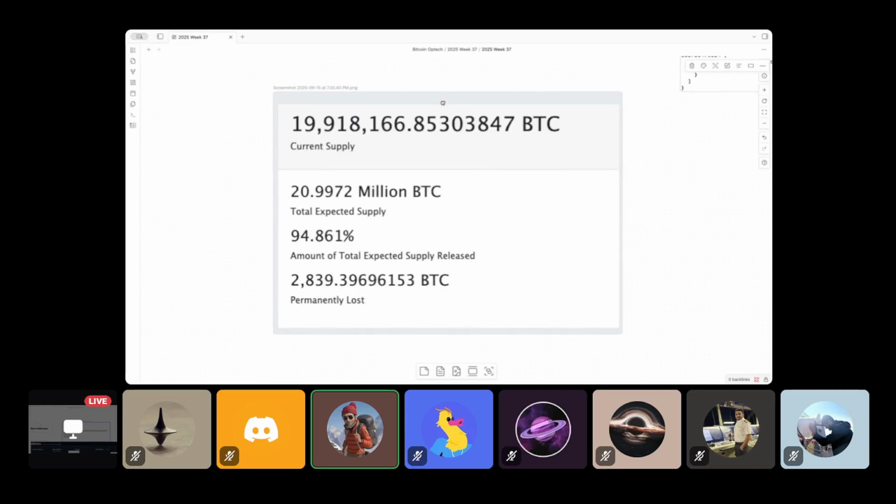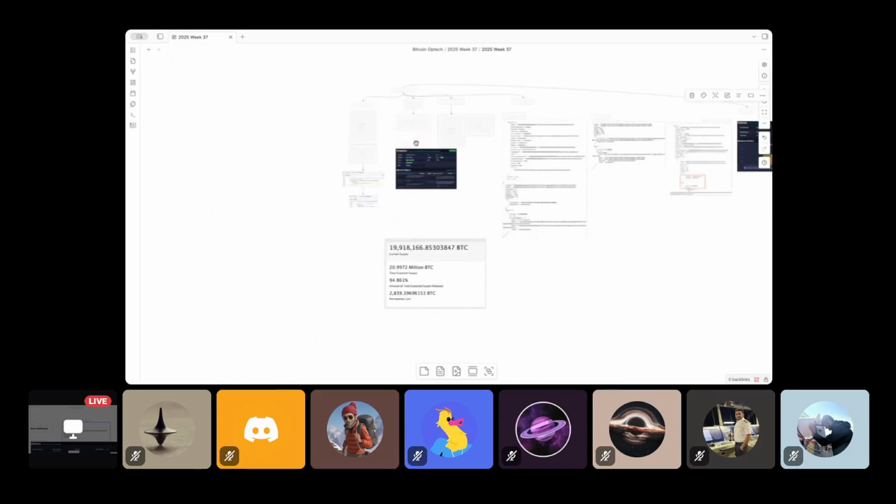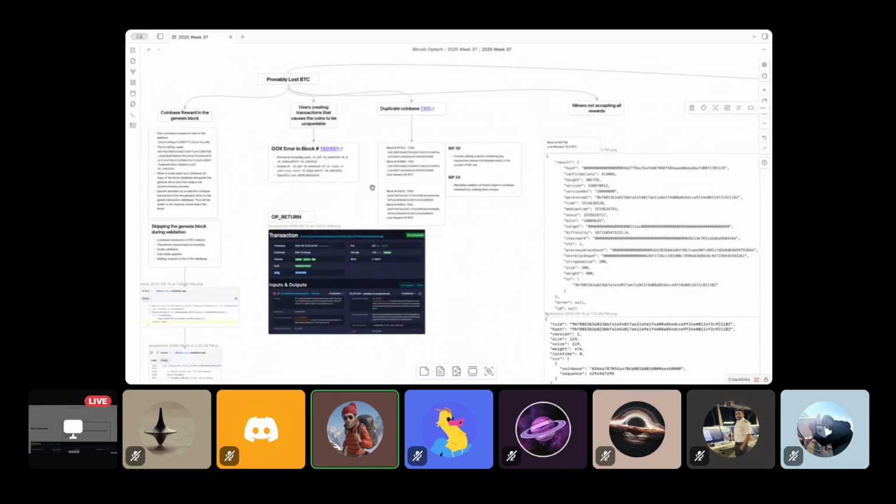All in all, this is the recent figure as of now. We have permanently lost close to 2,839.840 BTC, irrevocably lost, spread across all these categories. You also have a lot of other transactions that go into the OP_RETURN category, and also the not accepting category.